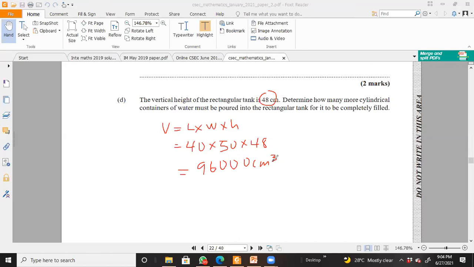Now, what was the volume of one cylinder? What was the volume of the cylinder, the one we just made a while ago? You can look back and tell me what was the volume of the cylinder? 26,400. 26,400, right?